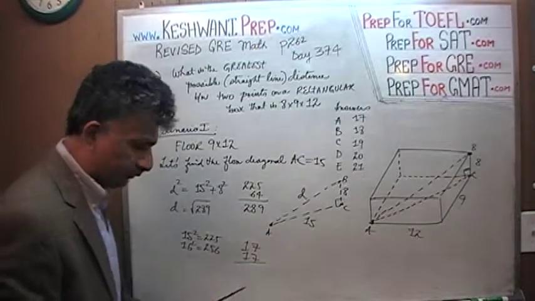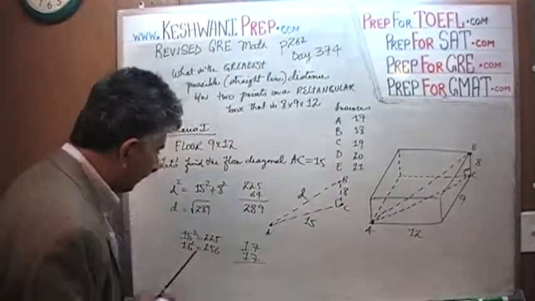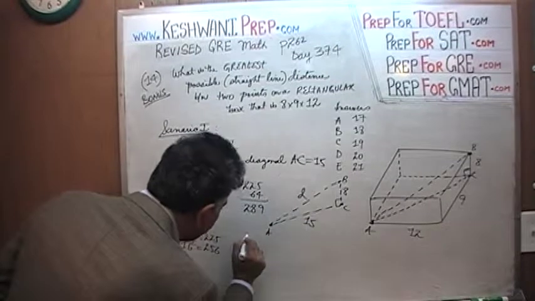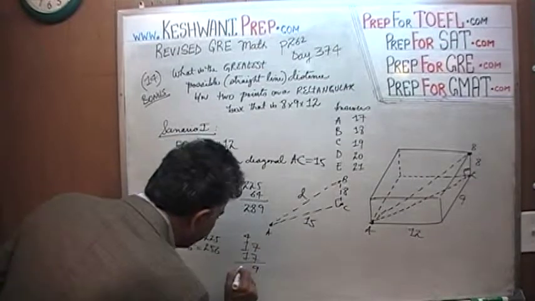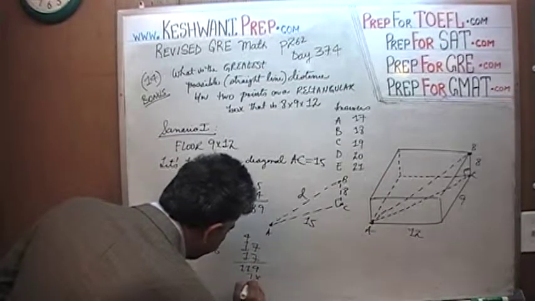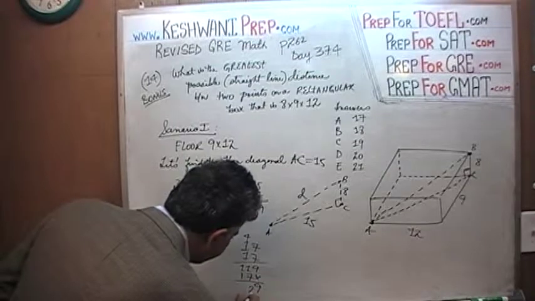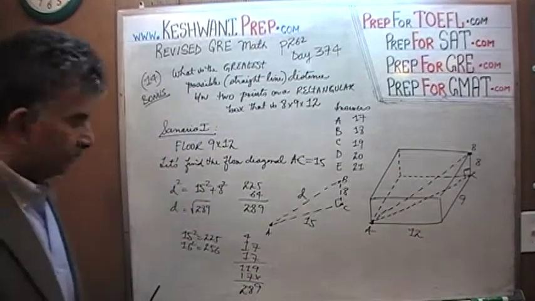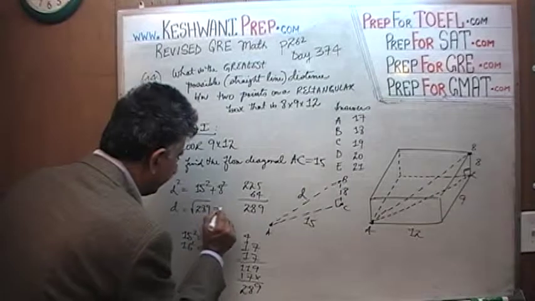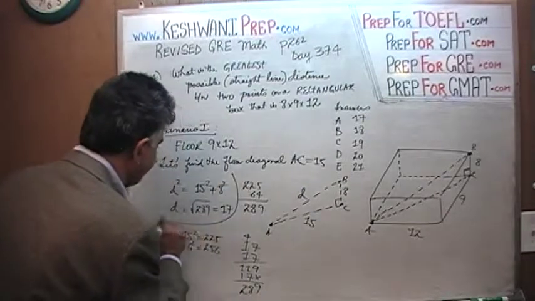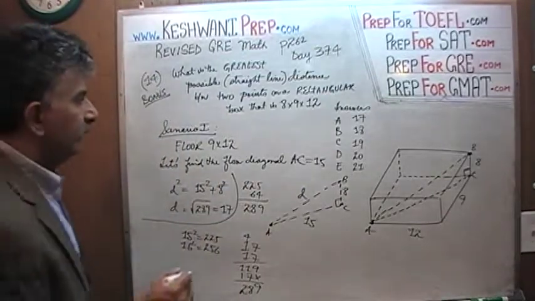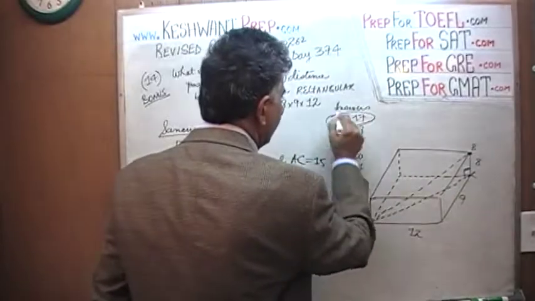7 sevens are 49. So let's do it here. 49, 9, carry 4, 7 plus 4 is 11, and then another 17. And you will see that it is exactly 289, which means the diagonal is 17. That's all. The diagonal is 17. The answer turns out to be A.